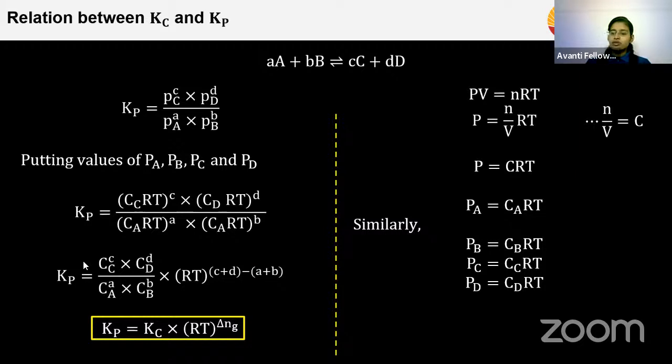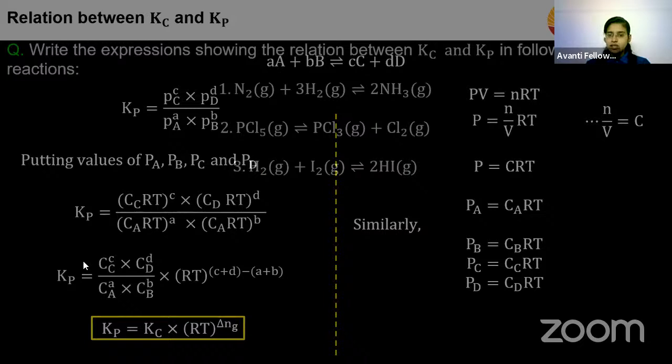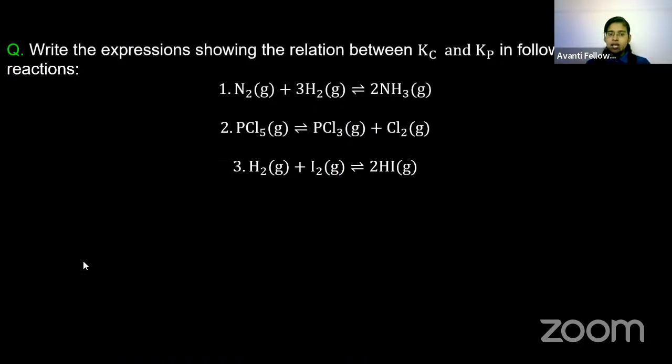So now we will go for one question. All of you are going to give a try over here. I have three reactions for you. You have to give me the expression showing the relationship between Kp and Kc. Can you guys try it? I will do the first reaction and for the remaining two you try. Let us take the first reaction: N2 plus 3H2 giving 2NH3.